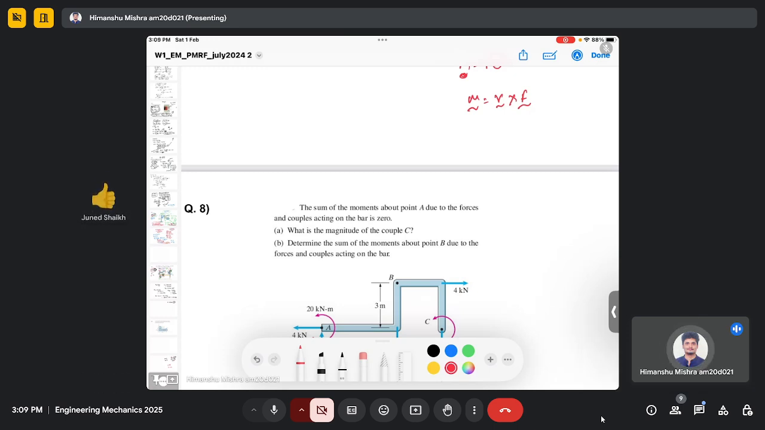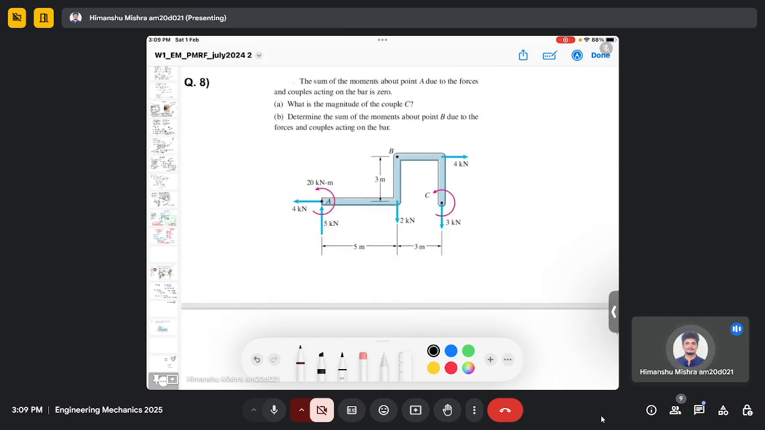discuss what is meant by the equilibrium condition, and how we solve the problems in which the bodies or the systems are in equilibrium, that follow the equilibrium conditions.